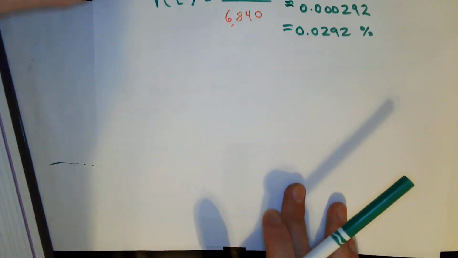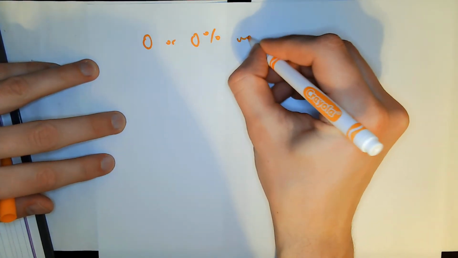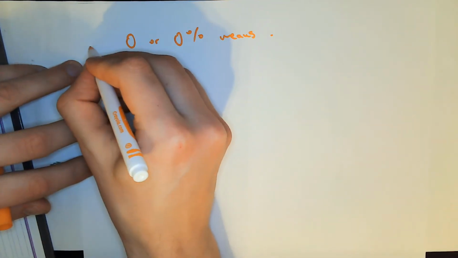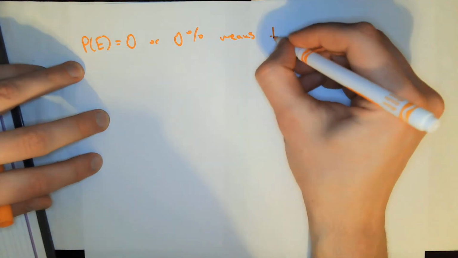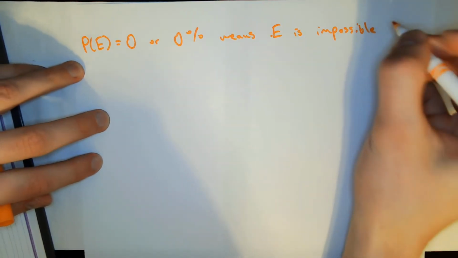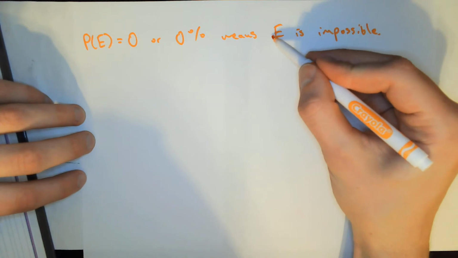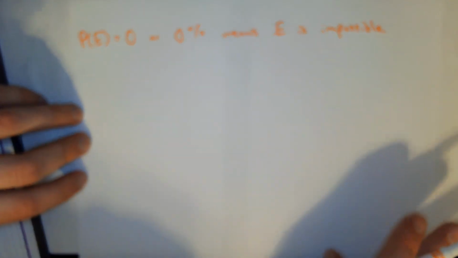Right, so let me recap that just in case you've forgotten that intuitive idea about probability. A probability of some event E being 0 or 0% means E is impossible. So when something is barely above 0, that means it's extremely unlikely. So a probability of 0 would mean just not likely at all. I mean, in fact, impossible.